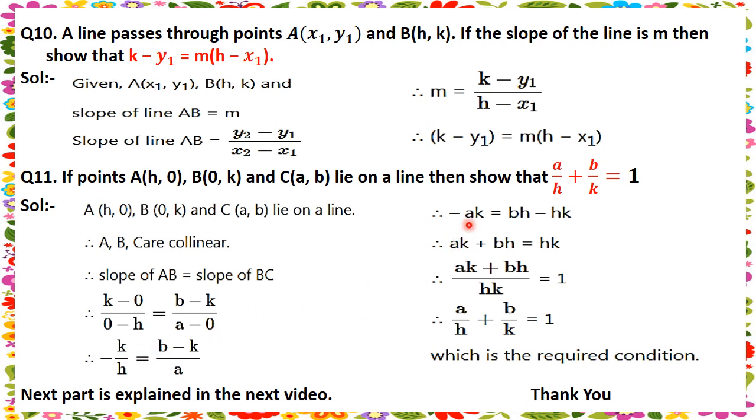Therefore minus ak is equal to bh minus kh. Therefore ak plus bh is equal to hk, and dividing each term by hk, ak plus bh divided by hk is equal to 1. So k is getting cancelled when you divide ak by hk, and you will get a by h, and when you divide bh by hk you will get b by k. h is getting cancelled, which is equal to 1. That is the required condition. Now the next part is explained in the next video.